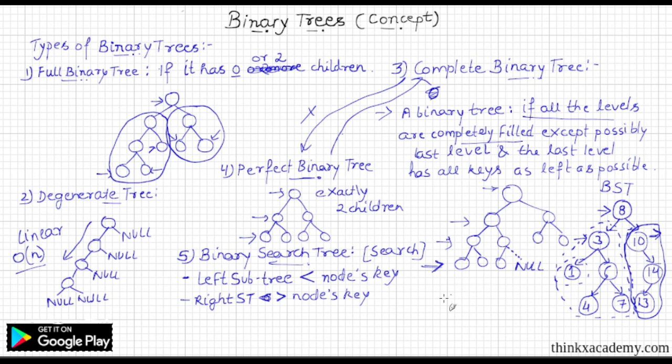So let's suppose I want to add 9 in this binary search tree. I will first see that 9 is greater than 8, so it should be placed here. And we know that 9 is also less than 10, so I can insert 9 at this position. 9 is less than 10 but always greater than 8. So if you follow these two rules, you will always get a binary search tree.